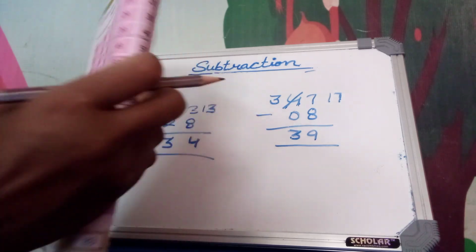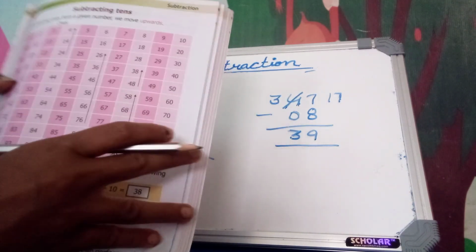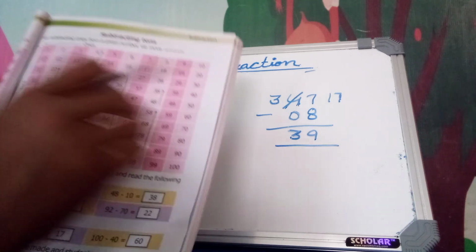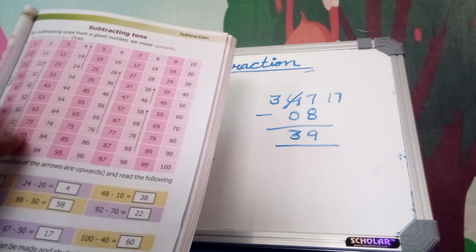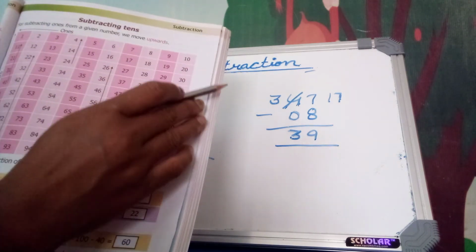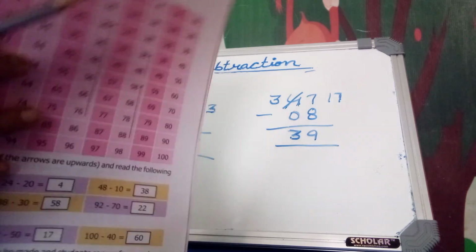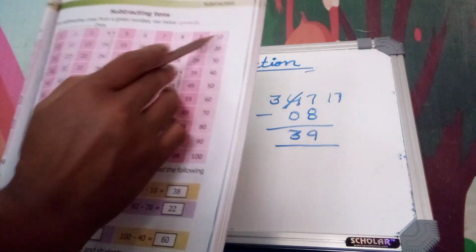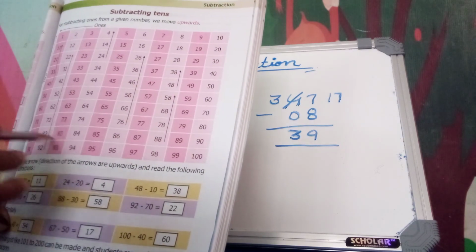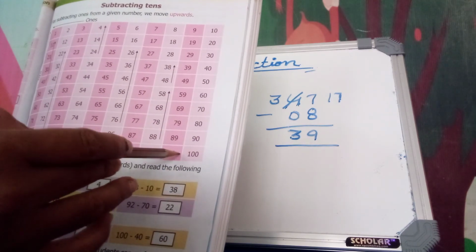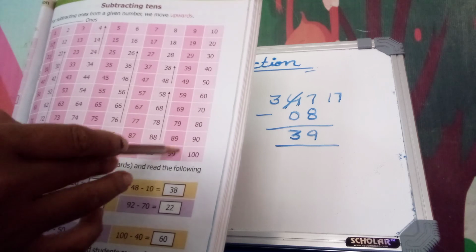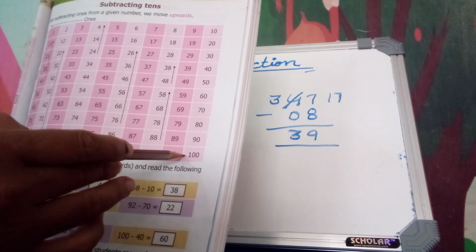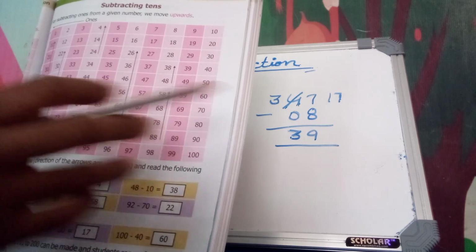Okay, this is not necessary. And this is tens line and this is ones line. After 9, all numbers are in tens except this 100, because 100 has 3 digits.